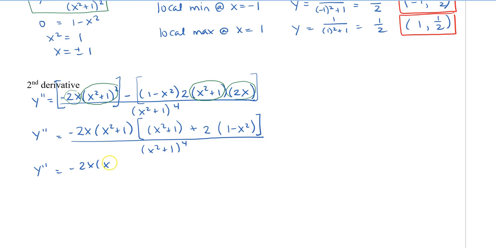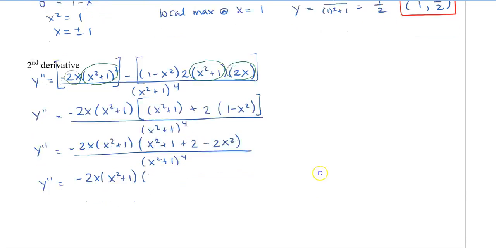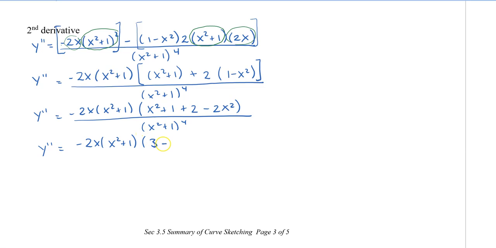Okay, keep simplifying. So I'm going to multiply out and reduce my numerator up here. So I have x squared plus 1 plus 2 minus 2x squared. So now I get 3 minus x squared, all over x squared plus 1 to the power of 4.